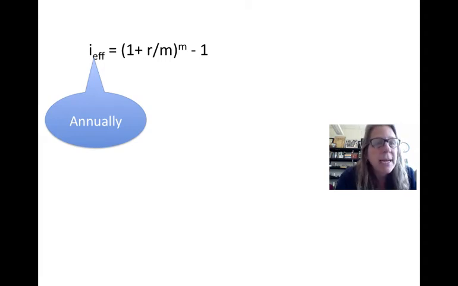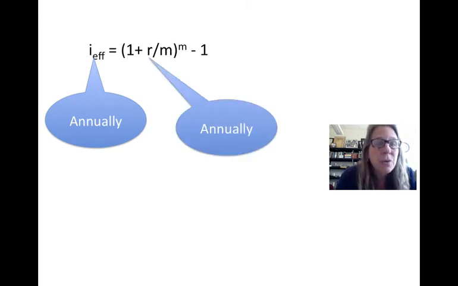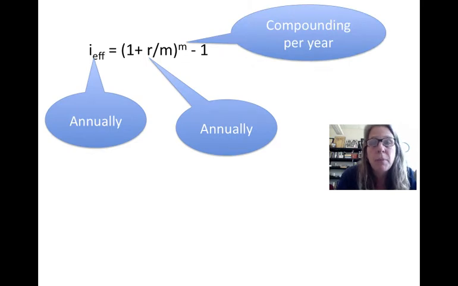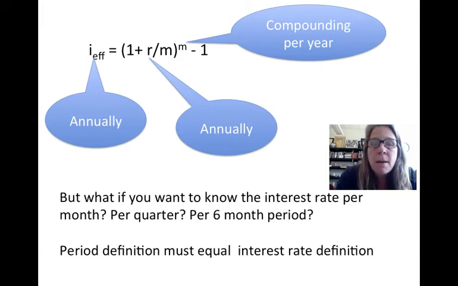We remember this equation from the last video, which is converting annual nominal rates to annual effective. So this is annual, and this is compounding per year. So this all has to do with going from nominal annual to effective annual. But what happens if the interest rate is per month or per quarter? What if we want to know what that interest rate is? And how do we determine what is the correct interest rate to use?